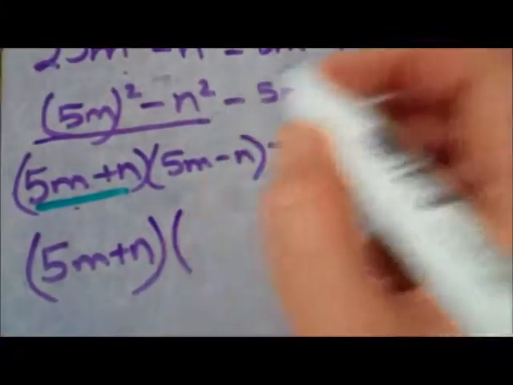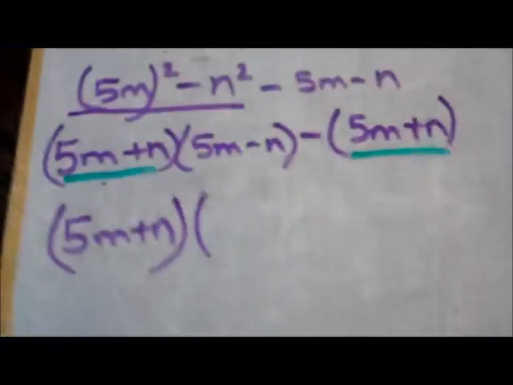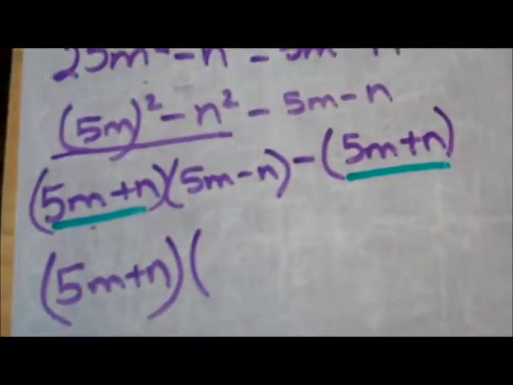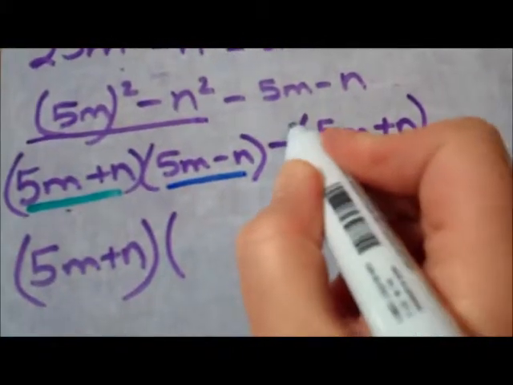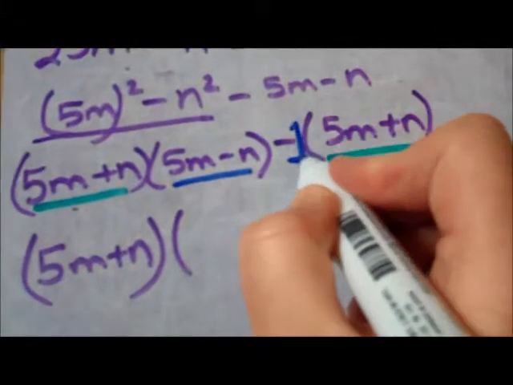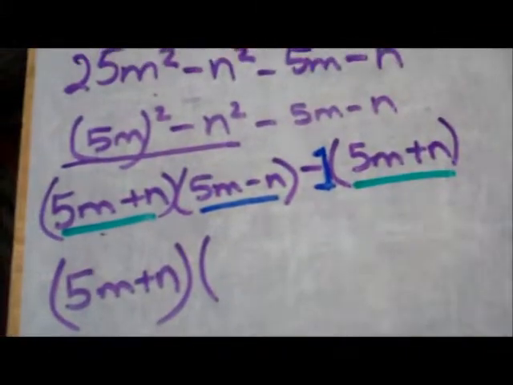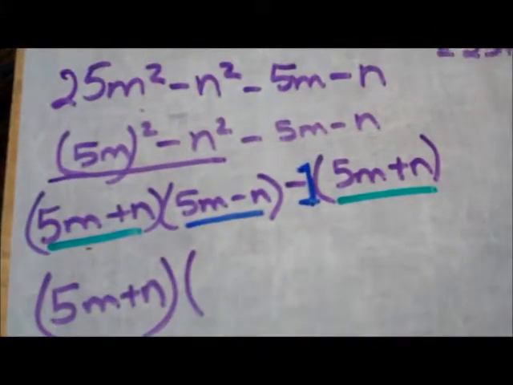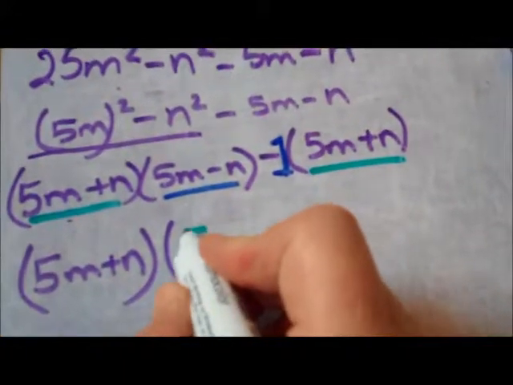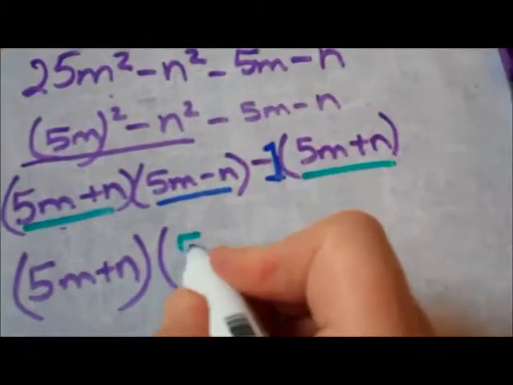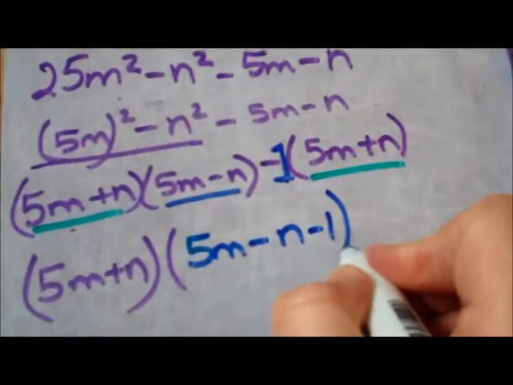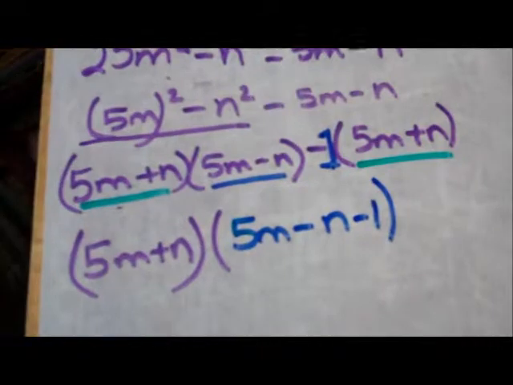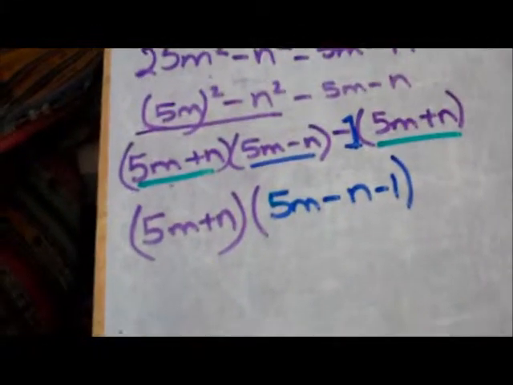And what's left over? This is a bit of a tricky one, isn't it? I've got left over 5m minus n, and there's actually a 1 here, because I've got minus 1 lot of 5m minus n. So in my other bracket I'm going to have 5m minus n minus 1. So that example's a little bit trickier.